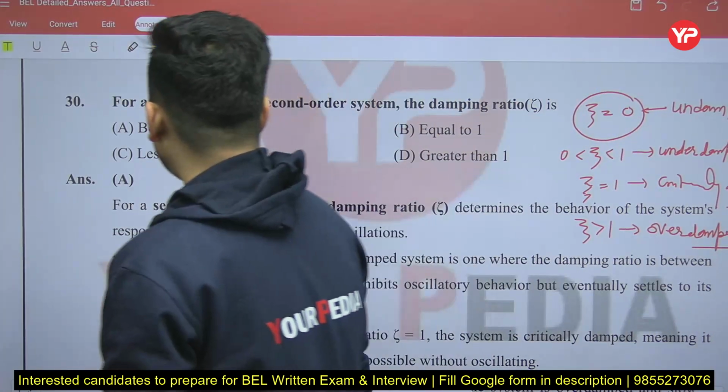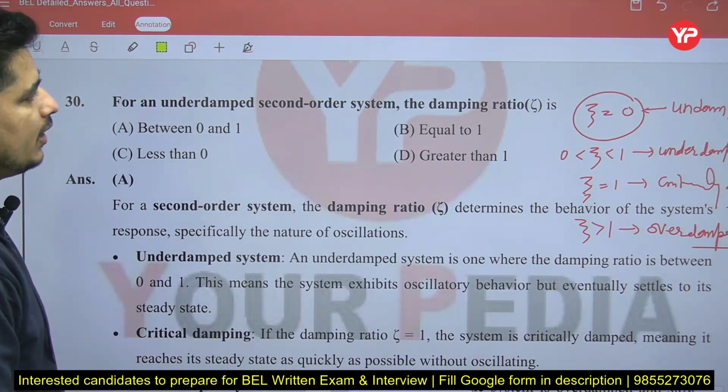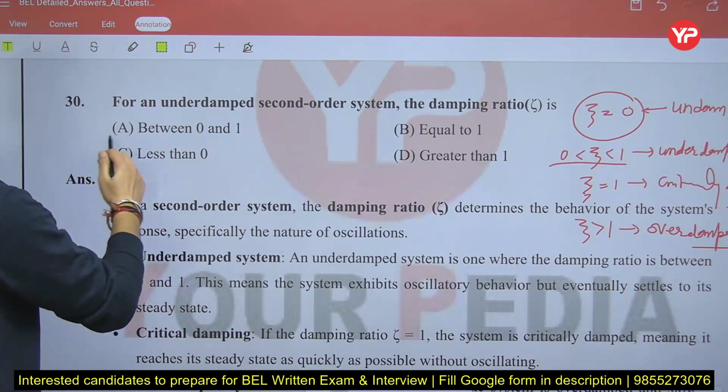So basically we have 4 types of system. He is asking for the underdamped system. Underdamped means zeta from 0 to 1. So what will be the answer? Between 0 to 1.